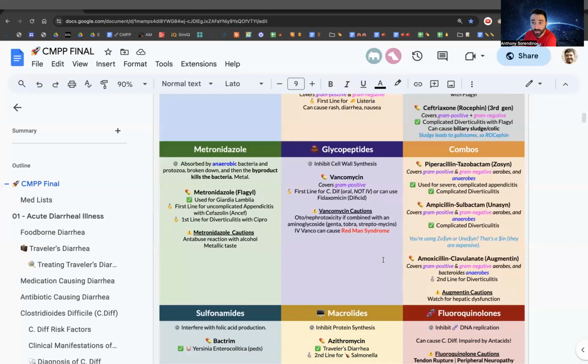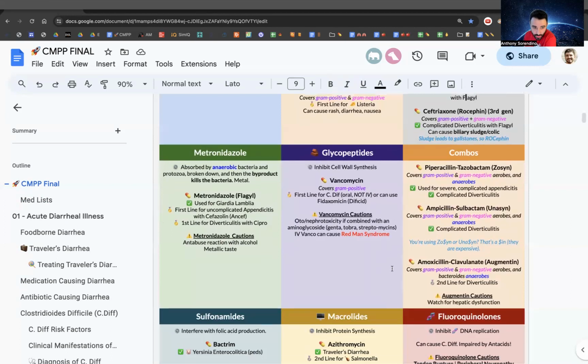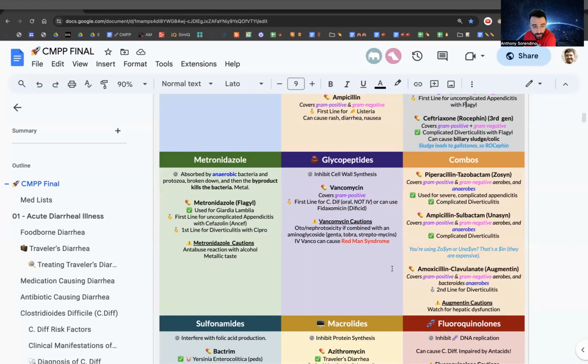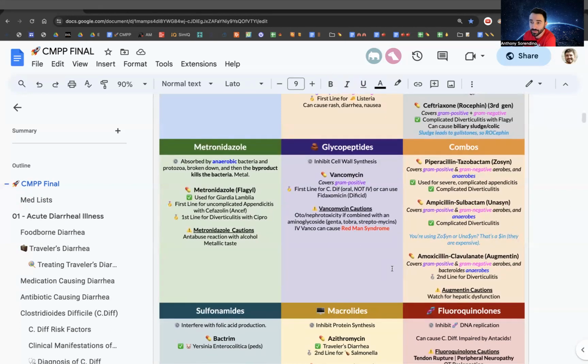Remember that Alinia, who was waving the flag for Giardia, because Alinia is the other med we can give for this, and it's flag because she's in the color guard, so Giardia. It's also first line for uncomplicated appendicitis with cefazolin. That's the second part of the flagon mnemonic, with that old-timey 1876 surgeon with the flagon doing his first appendectomy.